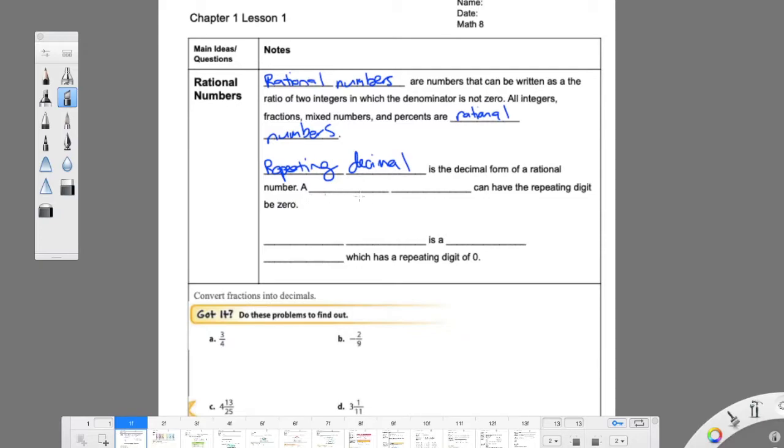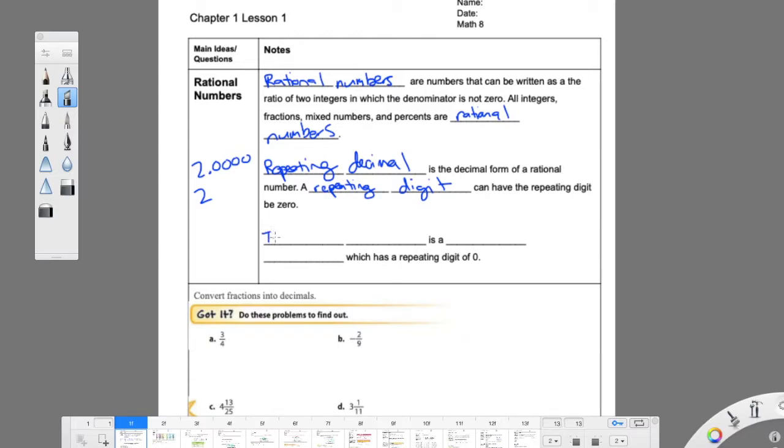A repeating decimal, so they're having us say it again, can have the repeating digit be 0. So when we have a repeating digit that's 0, what that can look like is, say it was like this, and 0 would go on and on and on forever. Okay, this is repeating, but do we write it like this? Nope, we just write it as 2. We would drop down those repeating zeros. We don't need them there. So we can also call them terminating decimals.